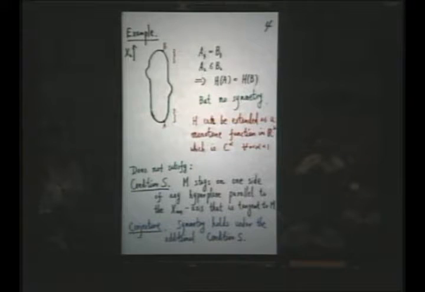But this picture does not satisfy this condition, because from the proof, this thing is important: M should stay on one side of any hyperplane parallel to this axis. For example, if you put one here, it is tangent, but you have a piece on both sides. So our conjecture then is that this symmetry holds under the additional condition S. Actually, Louis proposed this version.